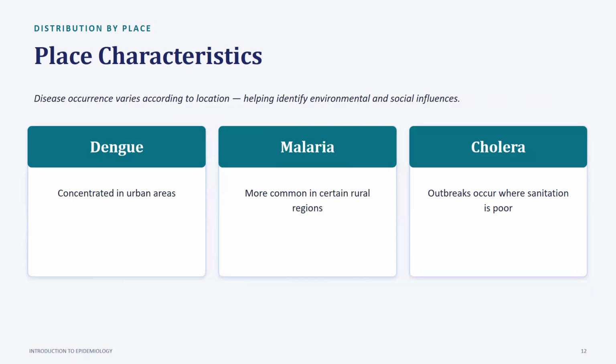Then we have the place characteristics, that disease occurrence varies according to the location, helping identify environmental and social influences as well. For example, dengue is concentrated in urban areas, malaria is concentrated in rural regions, and cholera occurs where sanitation is poor.